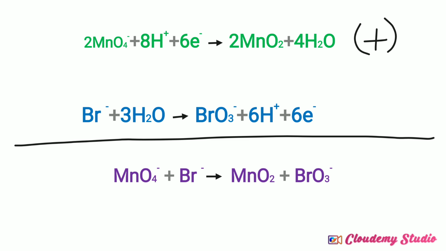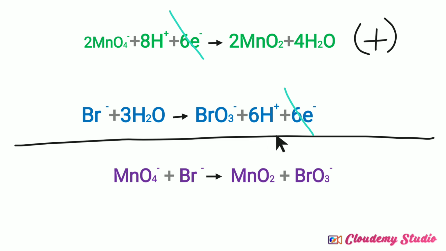While adding, the same substance on opposite sides will be cancelled. So which substances can be cancelled? Here the 6 electrons on the left hand side and the 6 electrons on the right hand side are cancelled. The cancellation is done by subtraction.